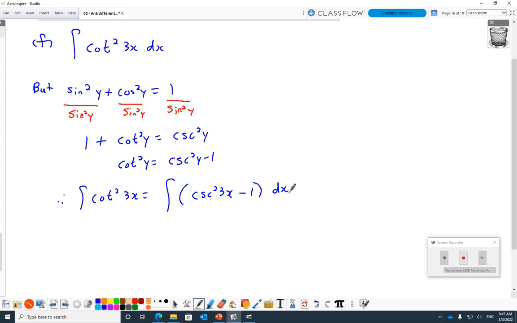Break that into two integrals: the integral of cosecant squared 3x dx minus the integral of 1 dx. Now, I don't know, do we need to use substitution at all here? It's just a 3x. Yeah, and I know earlier in the lesson I was telling you, practice them.